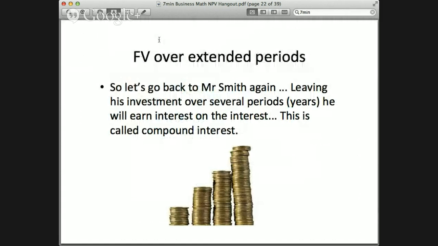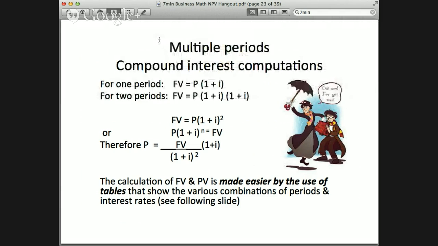So, future value over extended periods. Back for a moment to Mr. Smith again. He's leaving his investment over several periods, over several years, and he will earn interest on that interest. So he's earning interest on the money that they're paying him, yeah? Fantastic. It's what we call compound interest. So for one period, the formula remains relatively unchanged. Its future value equals the present value times 1.12, or whatever it is that they're actually paying you. For 2 periods, it's the same. You just add on the extra year, yeah, which is simple on the screen.